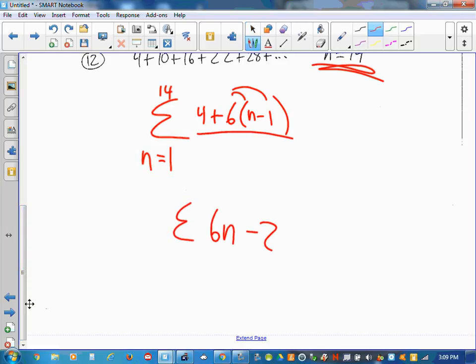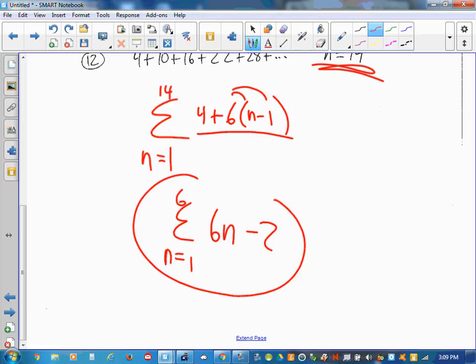Okay, so I did 6 times n is 6n. 6 times the negative 1 is negative 6 plus 4 is negative 2. And I'm going from 1 to 6. Why did I go 1 to 6? That threw me off there. How about 1 to 14? There we go. This would be the simplified answer. The other one works as well.